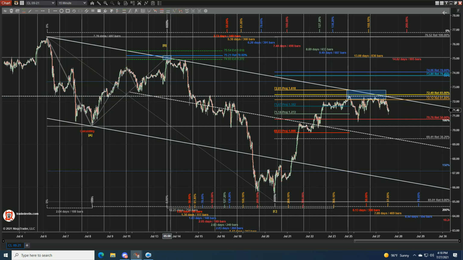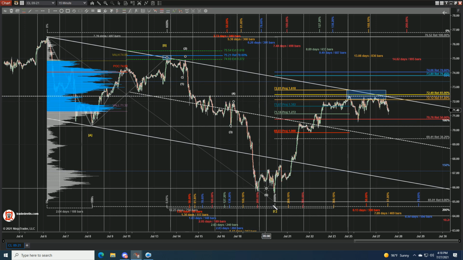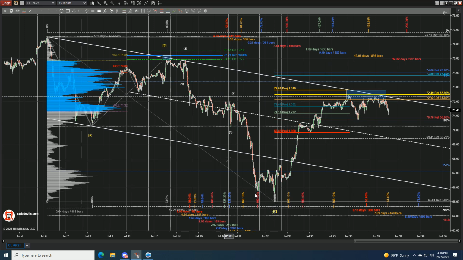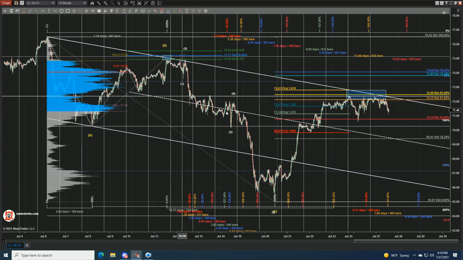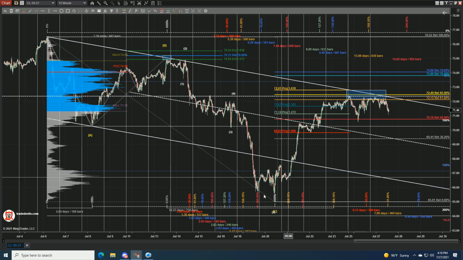Here's 1, 2, 3, 4, maybe that's 5 down here. So I think I've got an impulse, right? So I can label that up. Maybe this is the C wave of the ABC of the larger structure. Now we're correcting here. Now it looks like that could be another impulse. So 1, 2, 3, 4, 5.